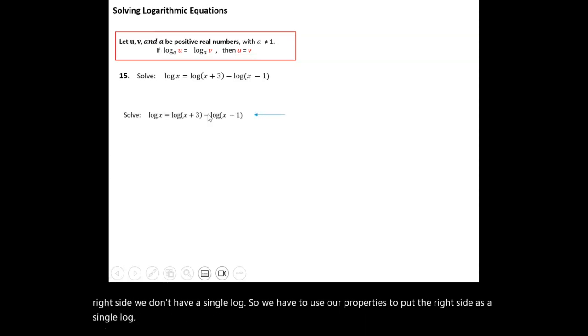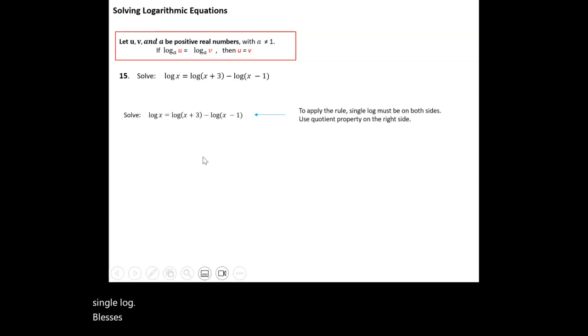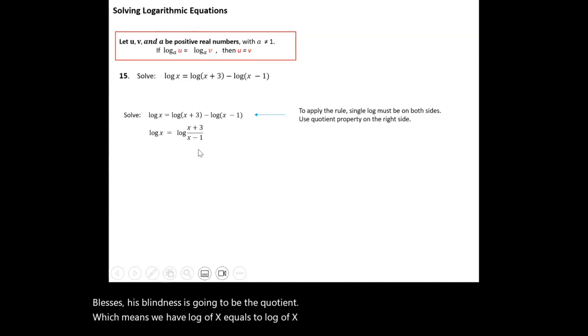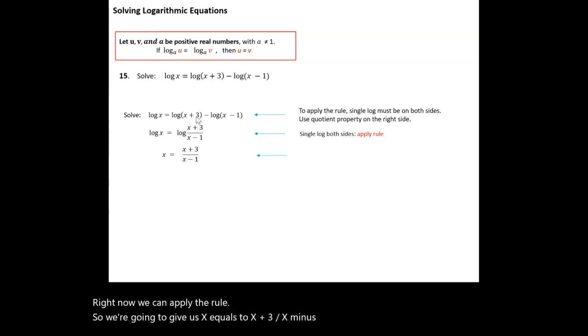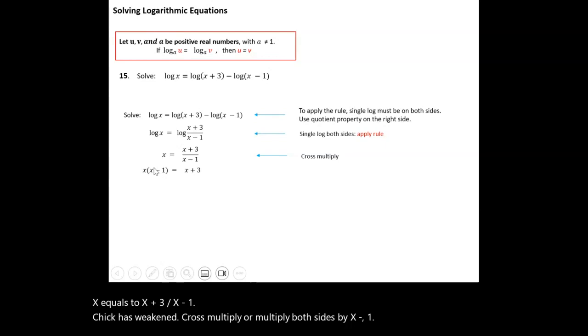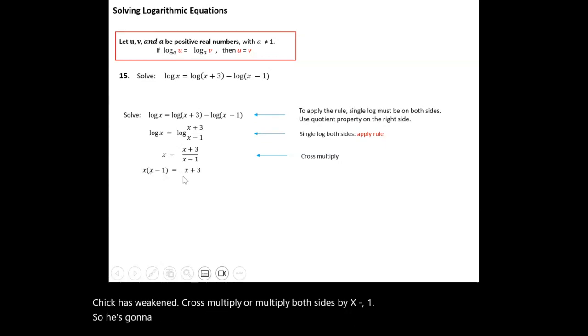Since it's minus, it's going to be the quotient rule, which means we have log of x equals log of (x plus 3) over (x minus 1). Now we can apply the rule. So it's going to give us x equals (x plus 3) over (x minus 1). Here, guys, we can cross multiply or multiply both sides by x minus 1. So it's going to give us x times (x minus 1) equals x plus 3.